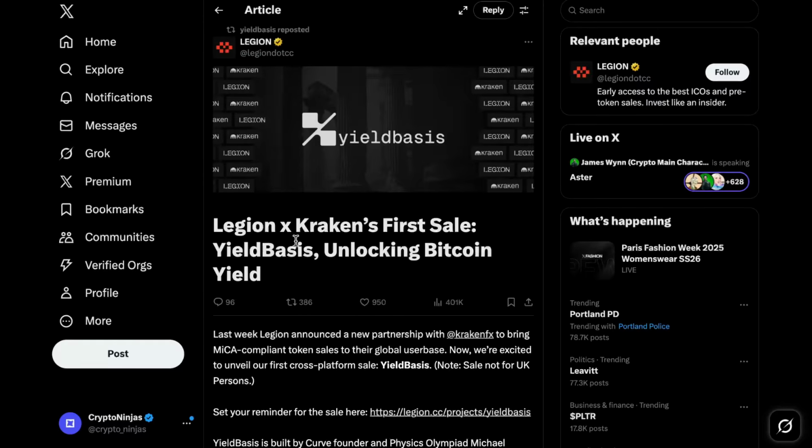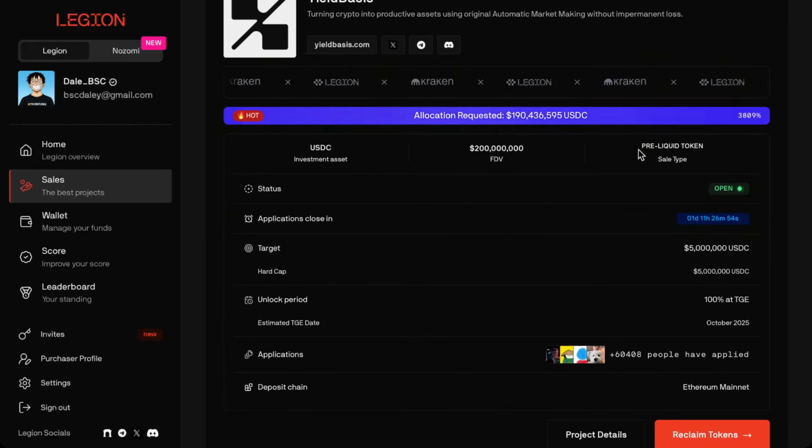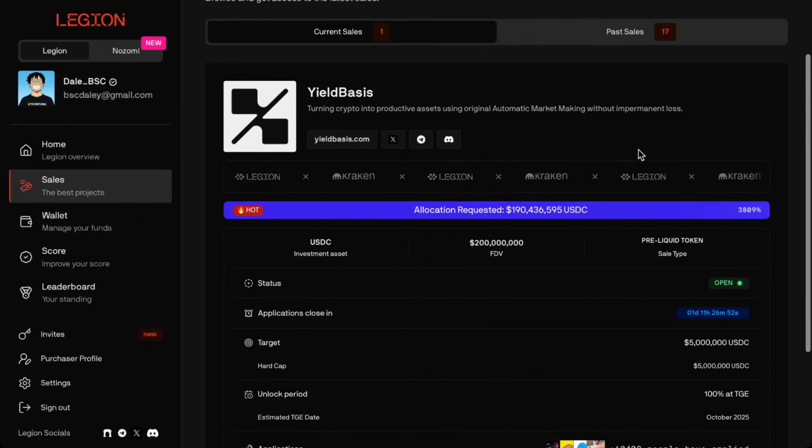Yield Basis is partnered with Kraken Launch and Legion to launch their YB token. It raised $5 million at a $200 million fully diluted valuation, selling 25 million YB tokens, 2.5% of supply, at 20 cents each, fully unlocked at TGE with no vesting.